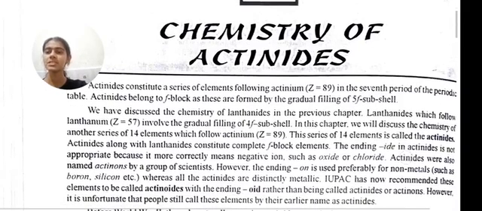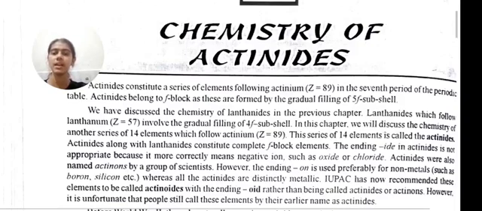We have discussed the chemistry of lanthanides in the previous chapter. Lanthanides, which follow lanthanum, involve the gradual filling of the 4f subshell. In this chapter, we will discuss the chemistry of another series of 14 elements which follow actinium. This series of 14 elements is called the actinides. Actinides along with lanthanides constitute the complete F block elements.